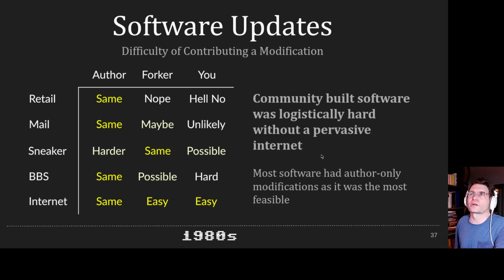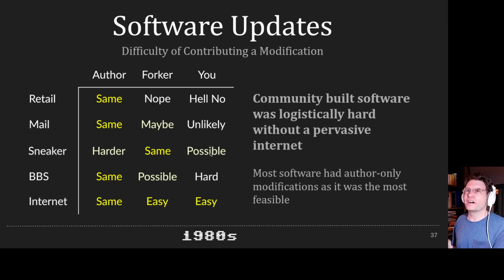So let's just say that I wanted to contribute a modification. If I was the author and I wanted to do it through these distribution channels, the only one that's harder is SneakerNet. But let's say I was a user and I found a bug. Can I do it through retail? Hell no, I can't do it. Mail order, unlikely. Over SneakerNet, I guess I could modify a program, then distribute it to a friend. Over BBS, maybe, but it's hard to get it to the people that previously had it.